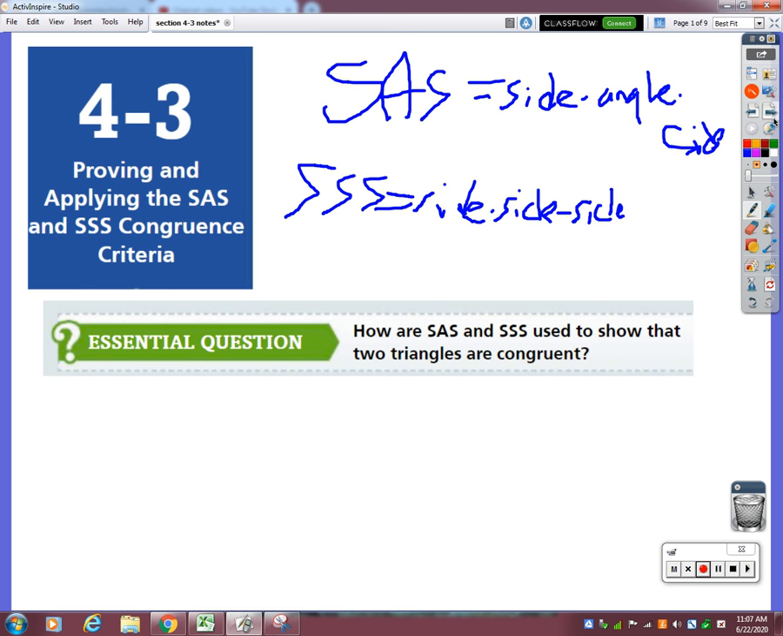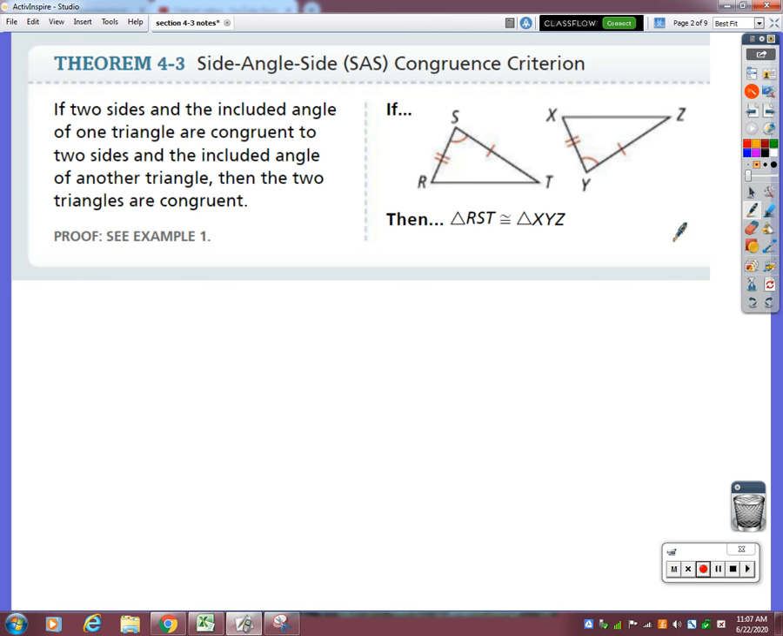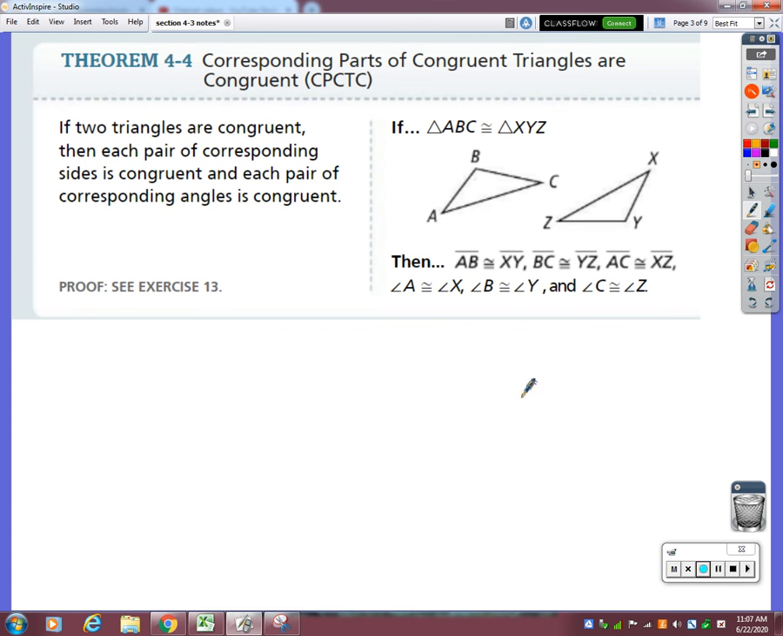Side, side, side. Alright, so first thing, side, angle, side. If two sides and the included angle, and that is very important, that the angle has to be in between the two sides that you know information about. That's what it means by an included angle. If you know that those things are congruent, then you know that the entire triangles are congruent. So that is the side angle side theorem.